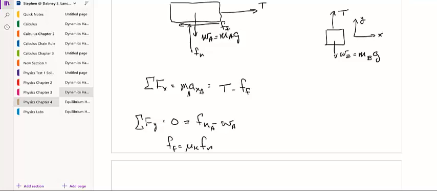Over here, there's nothing going on in the x direction. There's no forces, there's no movement. And then here we have, let's put a subscript A again.